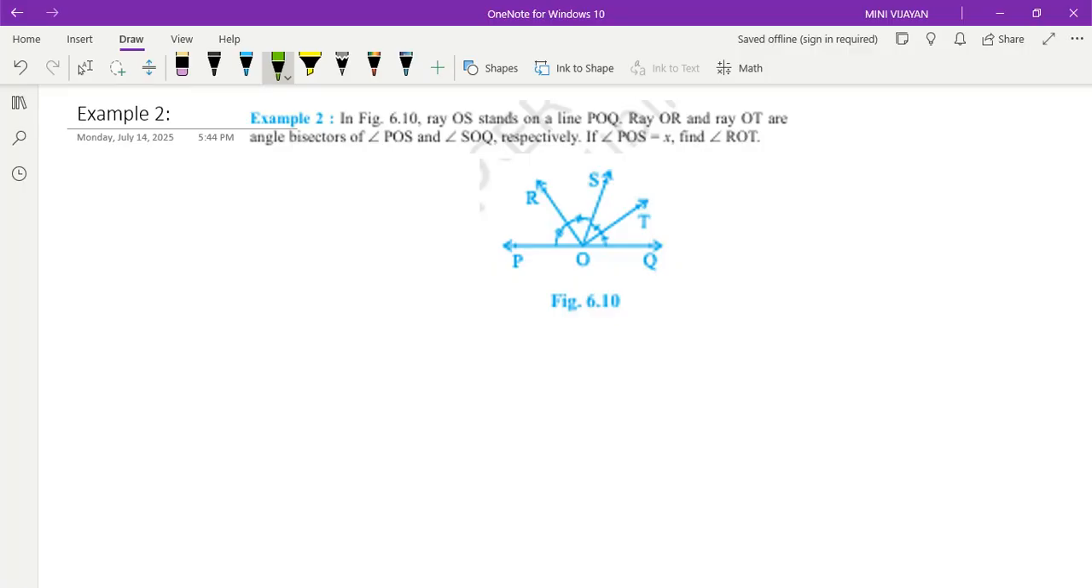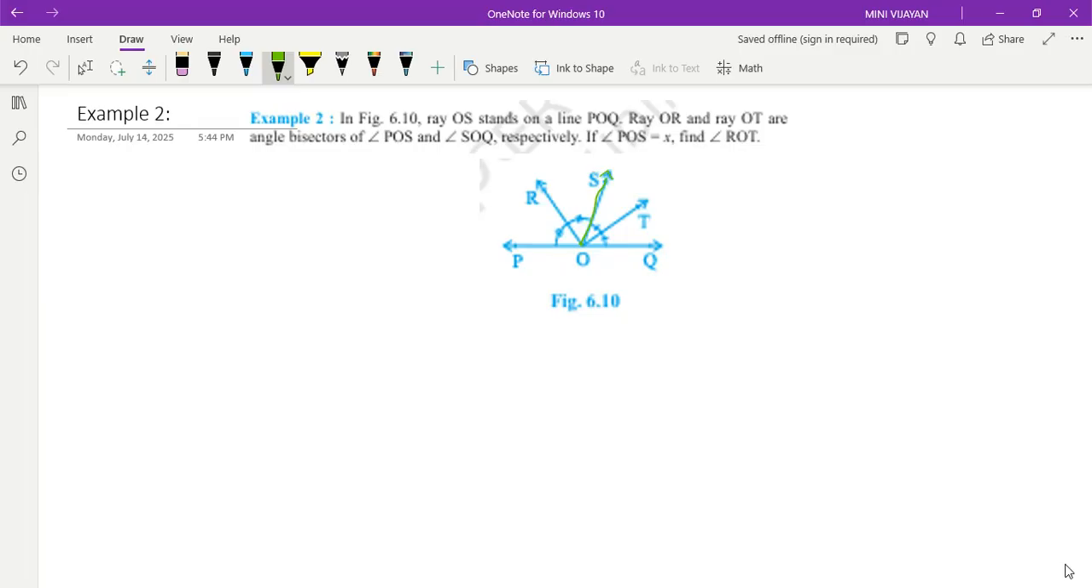Okay, in the figure we can see the line POQ, the line PQ and the ray OS. The ray OS stands on the line POQ. So we can see the line OS here, right? OS, this is the first ray that is given, and it stands on the line PQ.